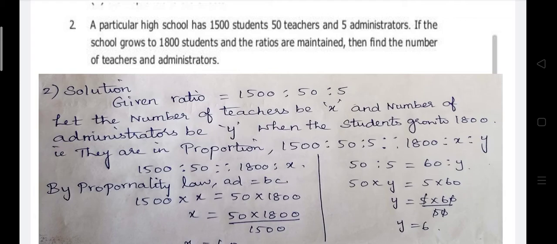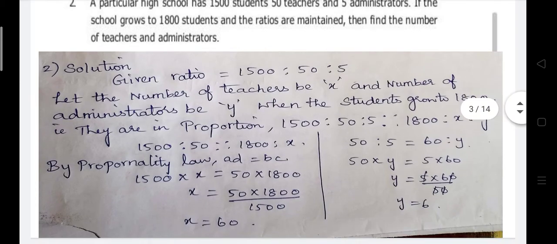By proportionality law, product of extremes is equal to product of means, that is AD is equal to BC. Here A is 1,500 and D is x and B is 50 and C is 1,800. So x is equal to 50 into 1,800 by 1,500. That is x is equal to 60 we got. That is, number of teachers is 60.